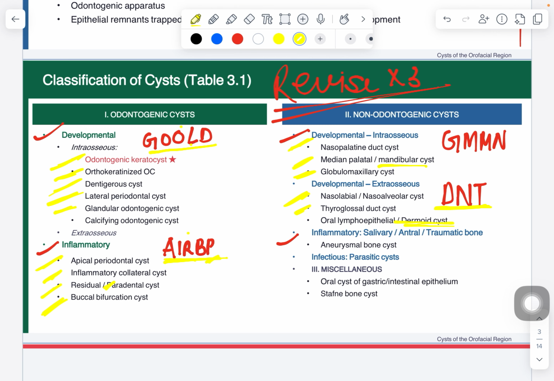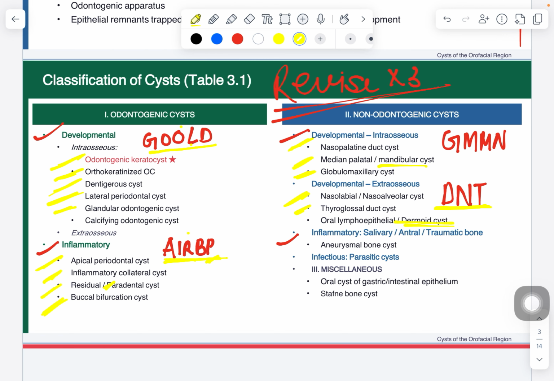So once again, in odontogenic cysts we have two types, developmental and inflammatory. In developmental we have two types, intraosseous and extraosseous. In intraosseous we will have OKC, OOC, dentigerous, lateral periodontal, glandular. In inflammatory we will have apical periodontal, inflammatory collateral, residual, radicular, buccal bifurcation.